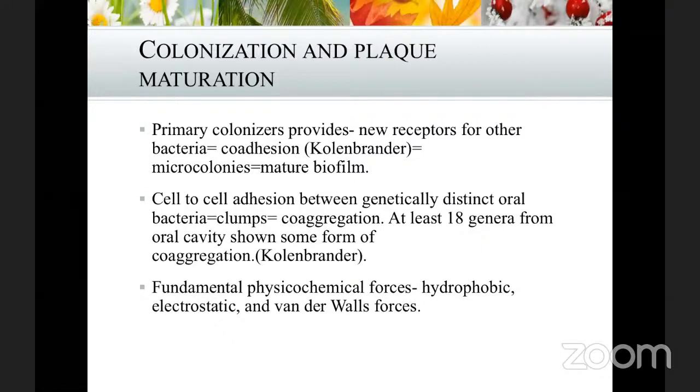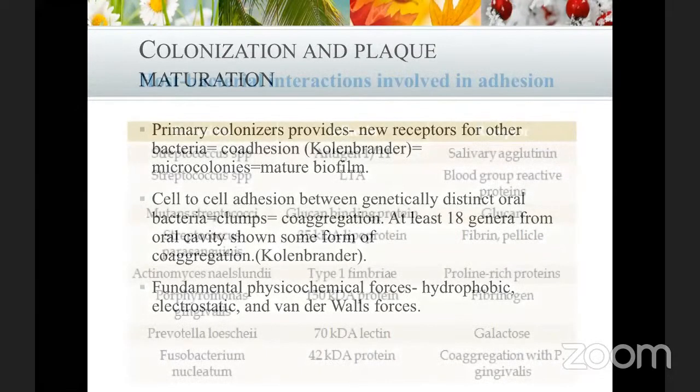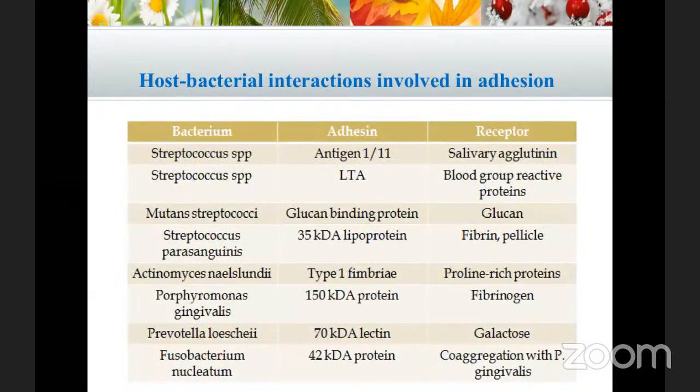The initial stages of co-aggregation are essentially the same as the first step in bacterial binding. There are different types of co-aggregation, such as corncob and bristle brush. These are the bacterium-host and bacterial interactions involved in adhesion. Streptococcus adhesion receptors are different types of receptors, molecules present on the bacteria, and among the receptors, salivary agglutinin provides a good receptor to antigen I/II.